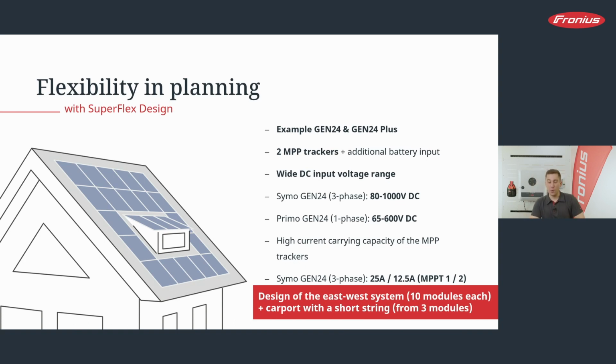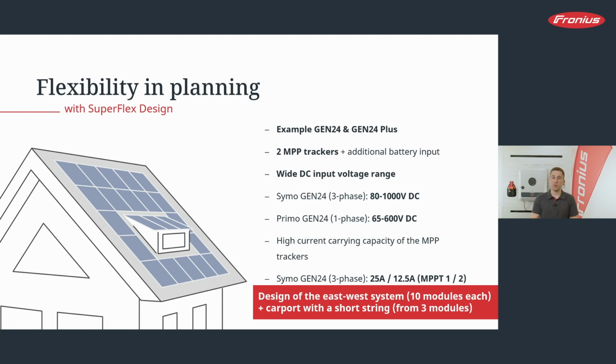We have a very wide DC input voltage range. For example, with the Symo, our three-phase devices, it goes from 18 volts up to 1000 volts DC input voltage range. For the single-phase devices, our Primo devices, we go even lower, down to only 65 volts, up to 600 volts DC. This means you can design a system even with only 3 modules on one string, to make sure that you can cope with very small roofs, for example, a small south-oriented roof.